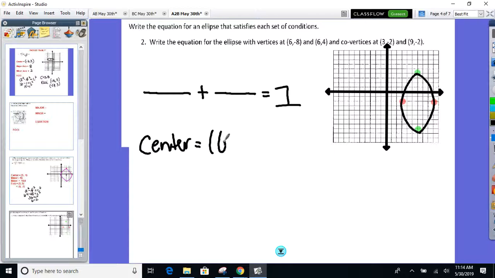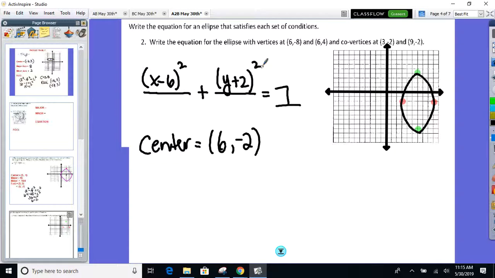(6, -2). So what's going to go in my equation now? Be careful. x minus 6. Perfect, all squared. Don't forget to square it. And then over here, y plus 2 all squared. Okay, how do you get the denominators then? How am I going to get the denominators?